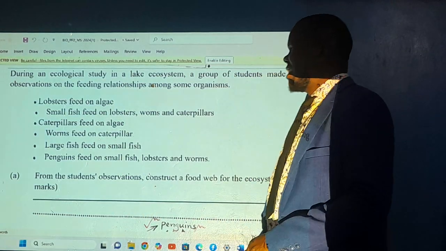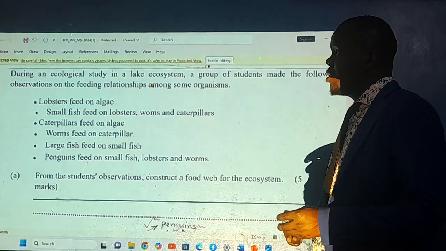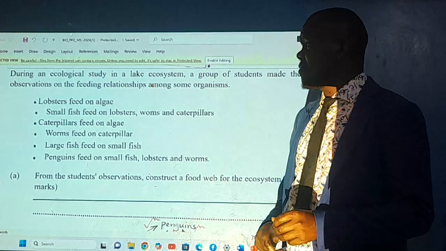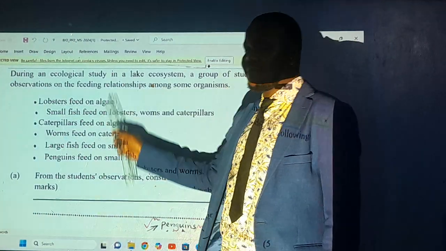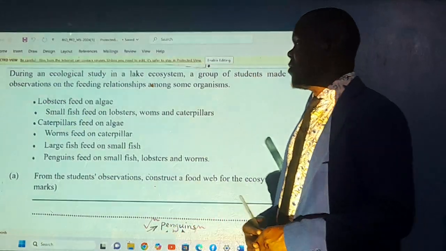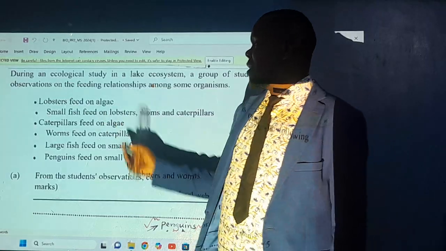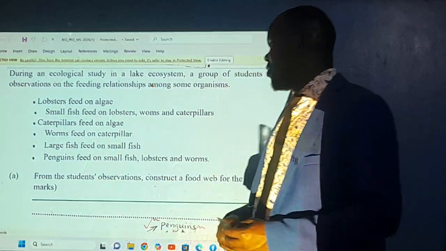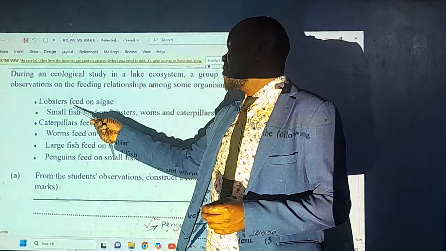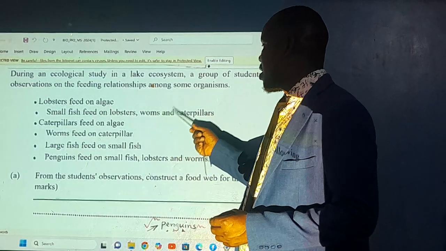During an ecological study in a lake ecosystem, a group of students made the following observation on feeding relationships among some of the organisms. This was a very simple question, because they tell you which organism feeds on which organism. Lobster feeds on algae. Small fish feeds on lobster, worms, and caterpillar.